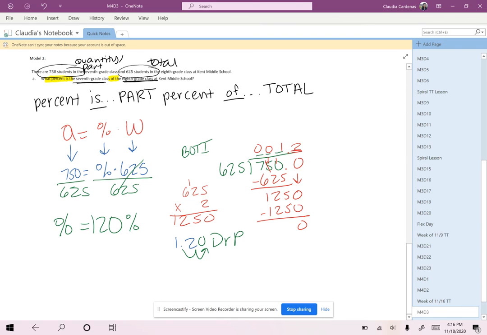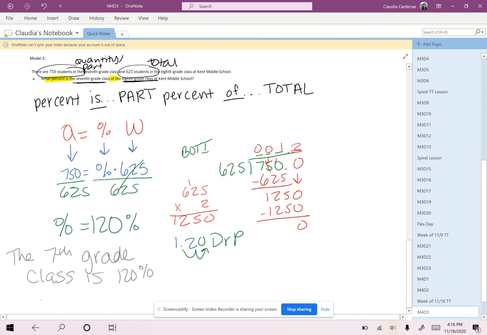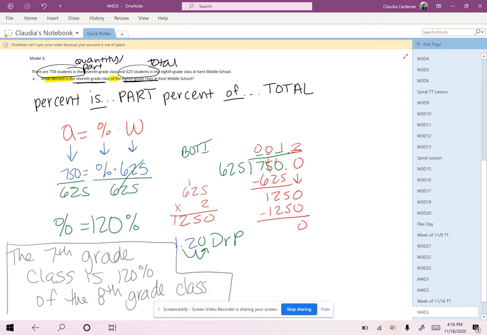So to answer the question, it says, what percent is the 7th grade class of the 8th grade class? So the 7th grade class is 120% of the 8th grade class. So to stamp, when we see the words percent is, they are leading us to the part. When we see the words percent of, they are leading us to the total. We're going to go ahead and try one on our own.